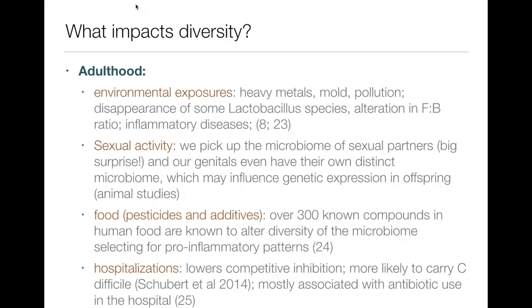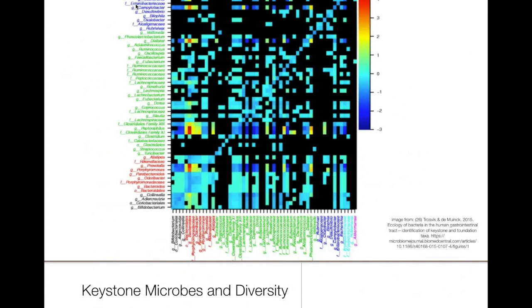This C. diff comes right in and causes acute diarrhea, which eventually leads to death through organ failure from nutrient depletion and dehydration. So not a fun time. All right, so now we know what can cause low diversity, but let's talk a little bit about what microbes we should see in a diverse microbiome.